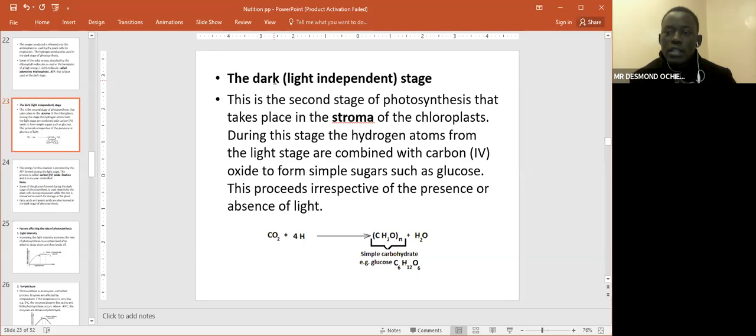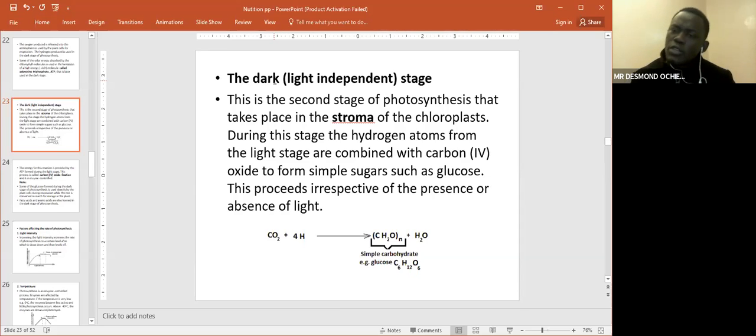It is only water that was used in the light stage. Now, that carbon dioxide, which we said is also a raw material, is used in the dark stage. And what happens to it? It is combined with the hydrogen atoms, which were formed in the light stage as a result of photolysis. So during this stage, hydrogen atoms from the light stage are combined with carbon dioxide to form simple sugars.